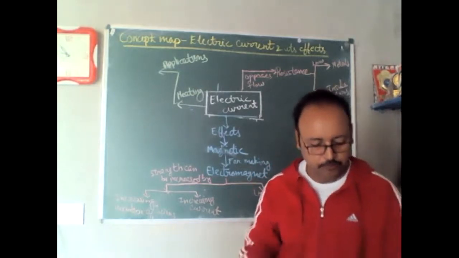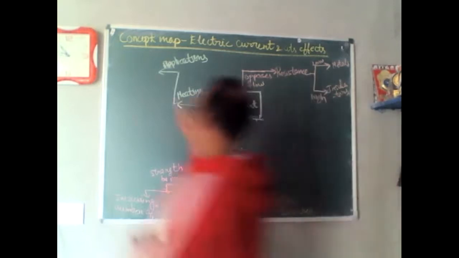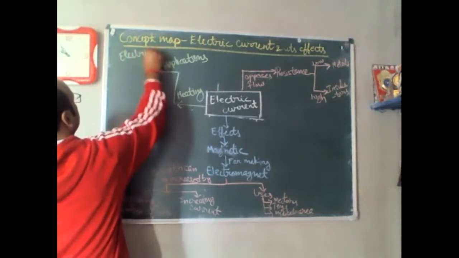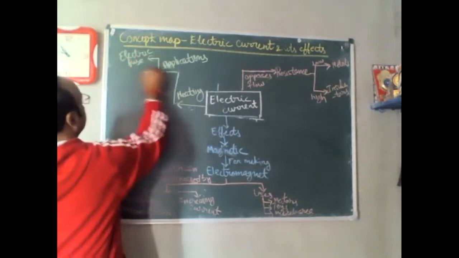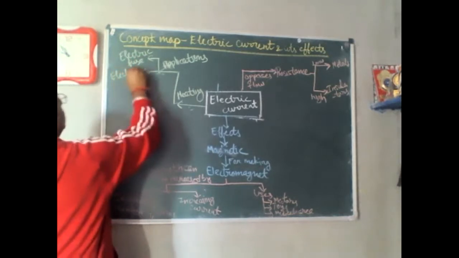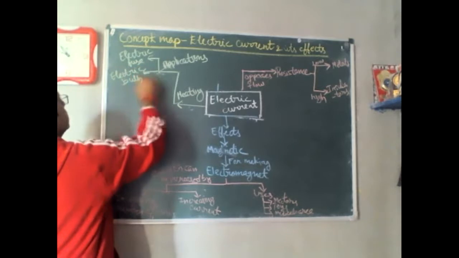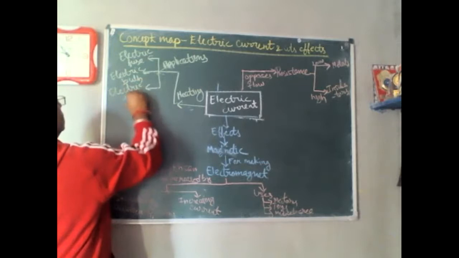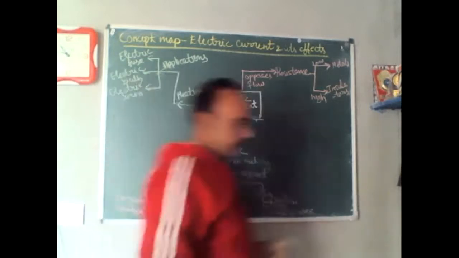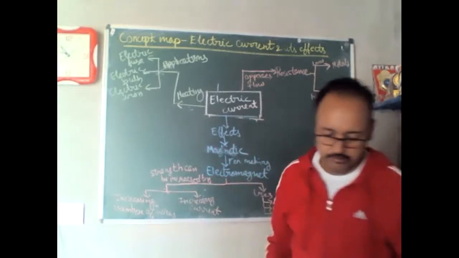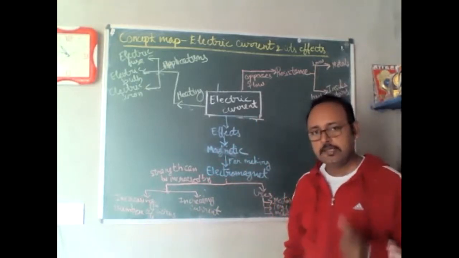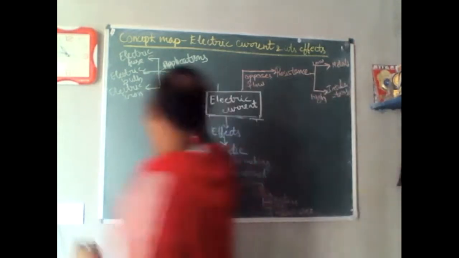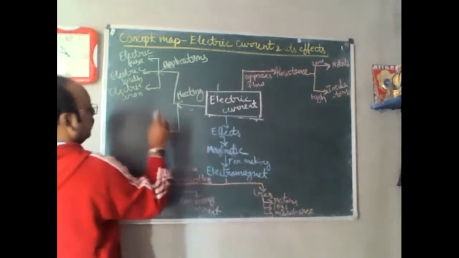The most important which we have discussed is the electric fuse. Then electric bulb, electric iron. So there are a number of applications. Electric heater also you can see, right? So these are the applications of heating effect of current. Electric fuse, electric iron. Now, on which factors does it depend?